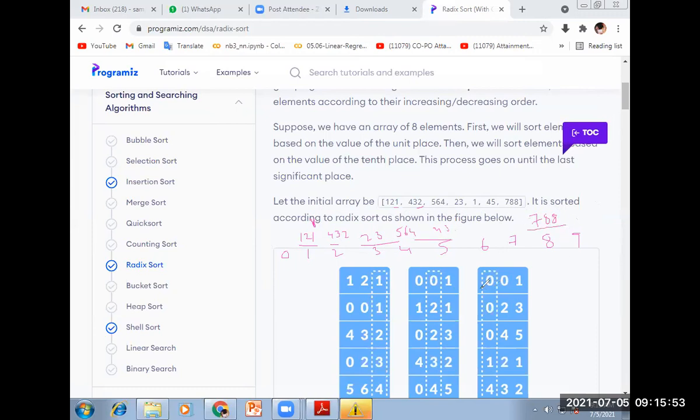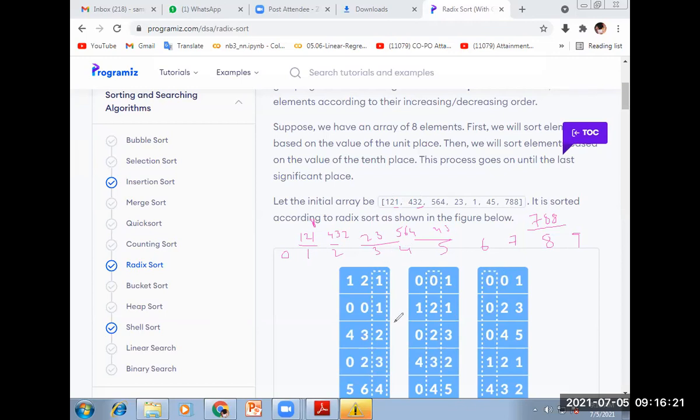Then you consider the second least significant digit. Now we consider the unit place, and now we consider the tens place. I consider the tens place and store in that location. Next, the 100 place.